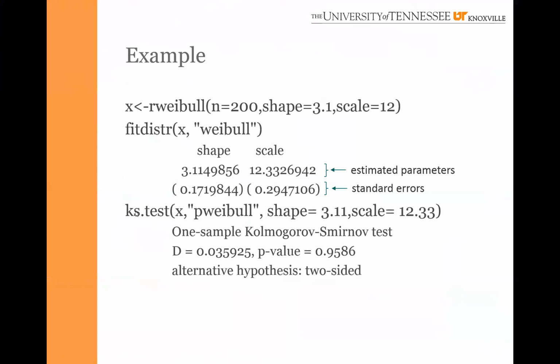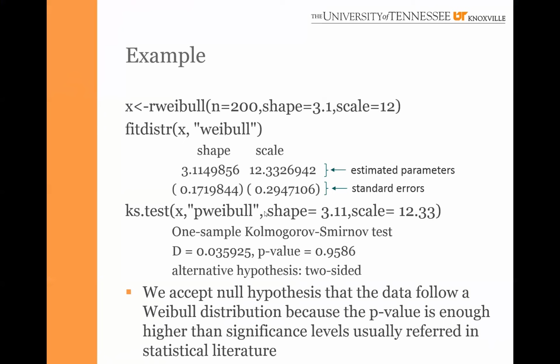Then I can conduct a test and see if these X's come from a Weibull distribution. You have to put a P here, and then with this shape and this scale, I get a p-value back. The hypothesis here is that they come from this distribution. So if your p-value is large, you cannot reject that hypothesis. But if you were testing this against maybe shape being 15 instead of 3, you would be rejecting this hypothesis. That will be the last thing I'm going to show.